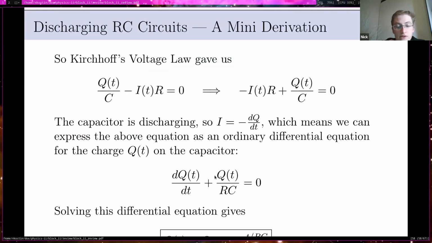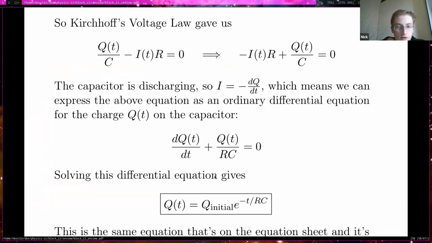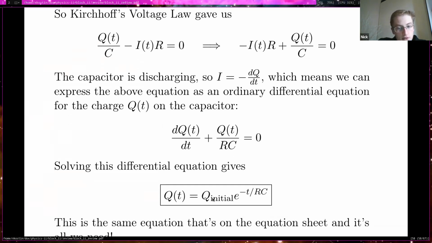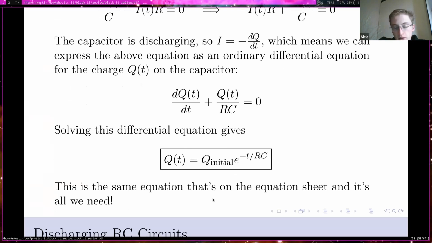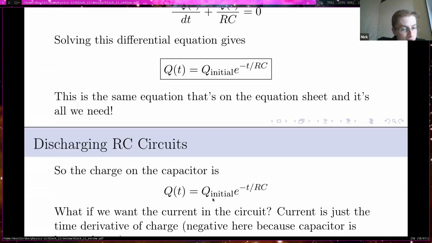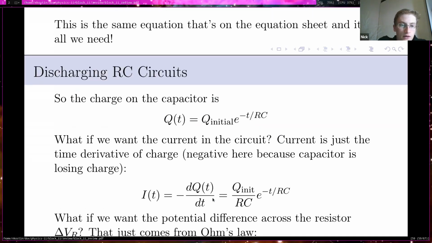And this one's a little bit simpler than before. This one you can actually solve with separation of variables. So I think that's something you learn in calc and not DPQ. But regardless, if you solve this differential equation for q of t, you can get this. That's the equation that's given on the equation sheet, and it's all you need. The reason why it's all you need is because everything else can come from it.